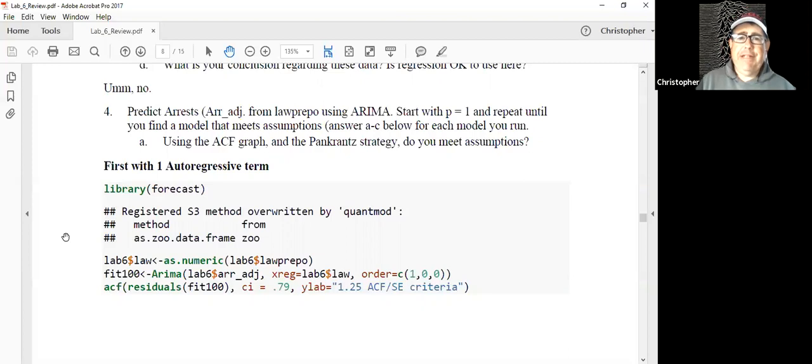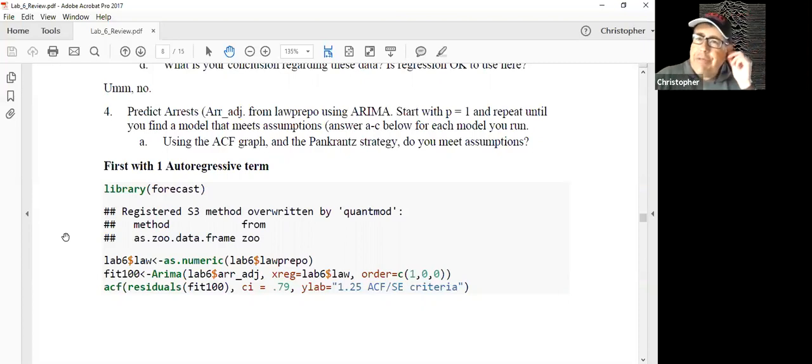The first term is for the autoregressive component. The second term is the integrated component. The third term is the moving average component. Those last two, since we're not dealing with them, we're just going to leave them at zeros. So this would be P equal to 1, as that's generally noted. That is one autoregressive term.